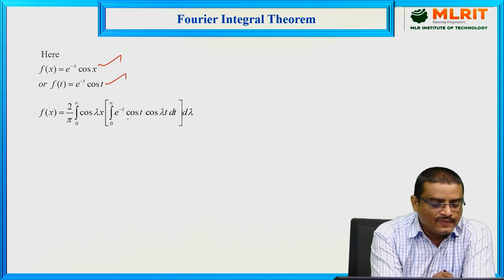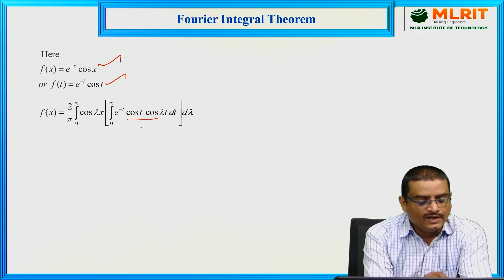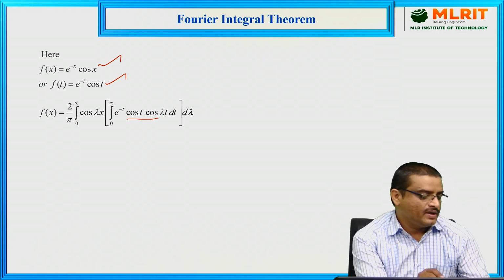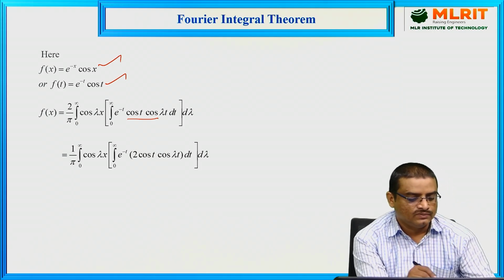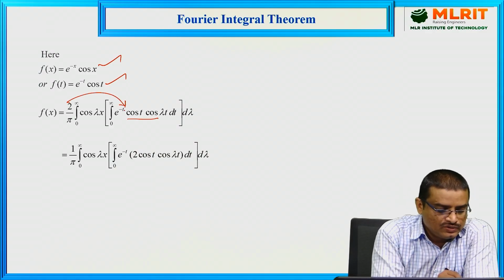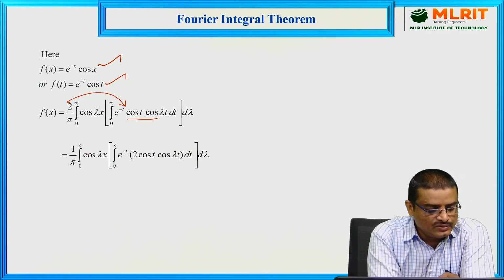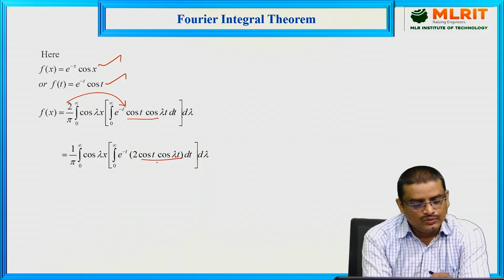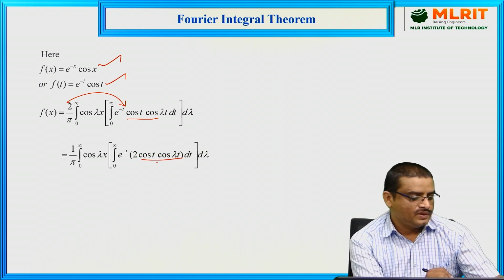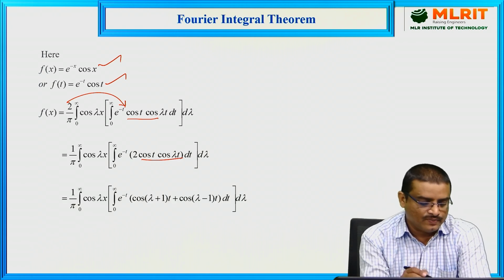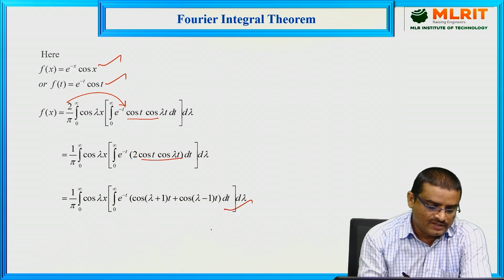Now inside that integration we have cos a cos b. Originally we have a formula of 2 cos a cos b, but we don't have 2 here. You send this 2 inside this. So 1 by pi integral 0 to infinity cos lambda x into this one, 2 cos a cos b. This can be written as cos of a plus b plus cos of a minus b. Use that formula and simplify this.